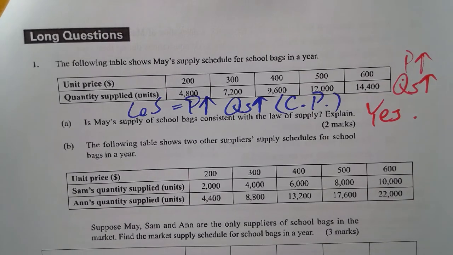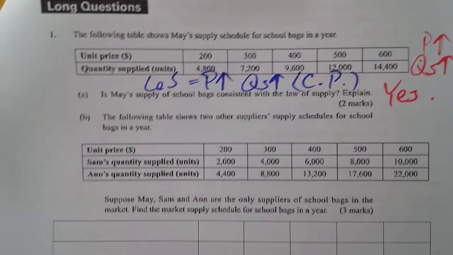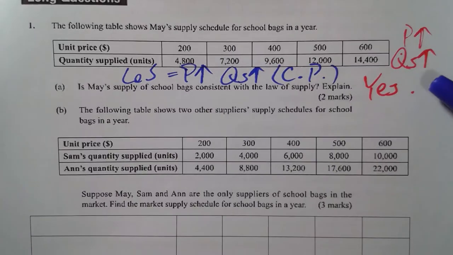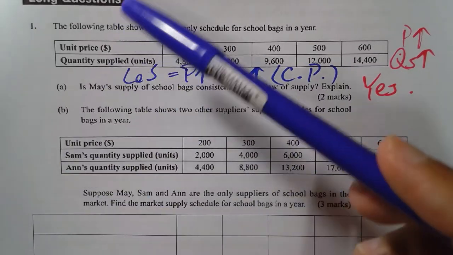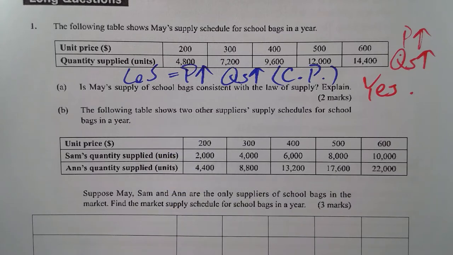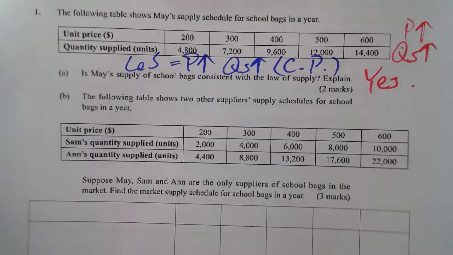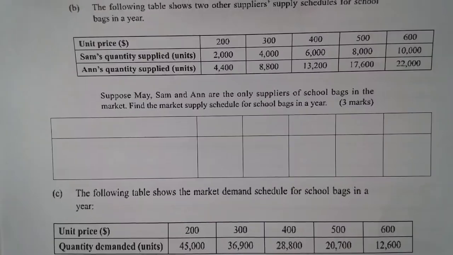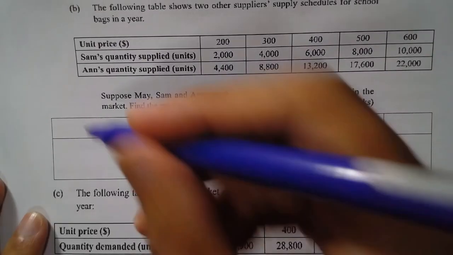Okay, now the following table shows two other suppliers' supply schedules for school bags. Now Sam, Anne, and May. Question says, suppose the three are the only suppliers in the market. We need to find the market supply schedule. Now, how do we do it?